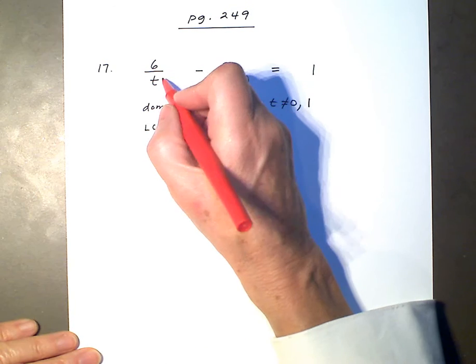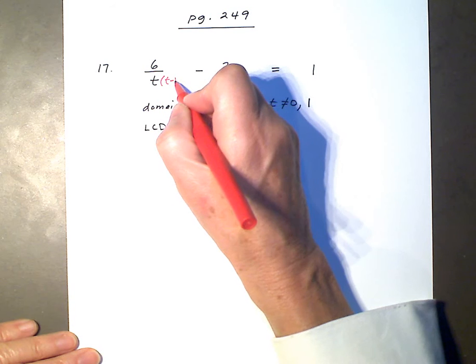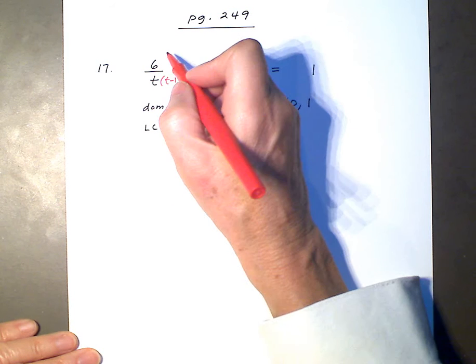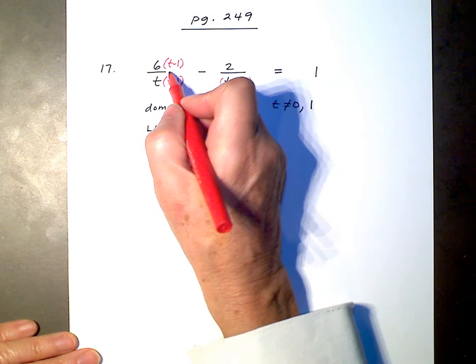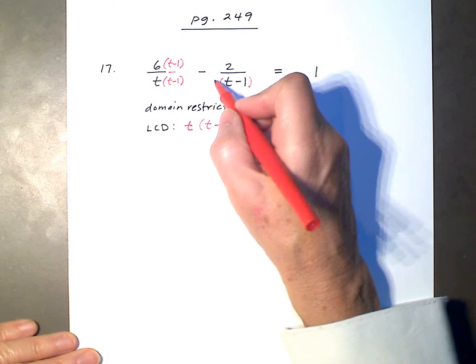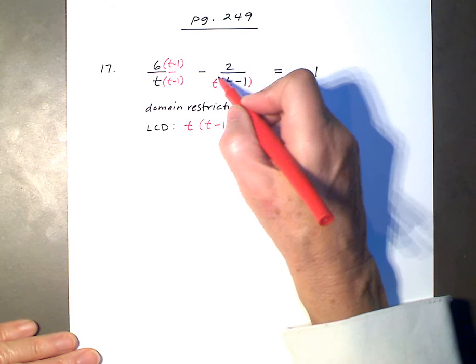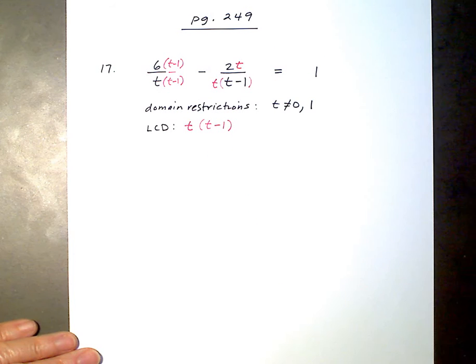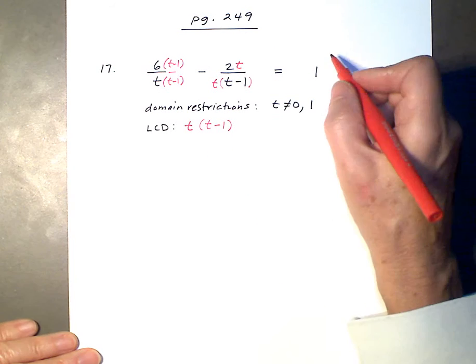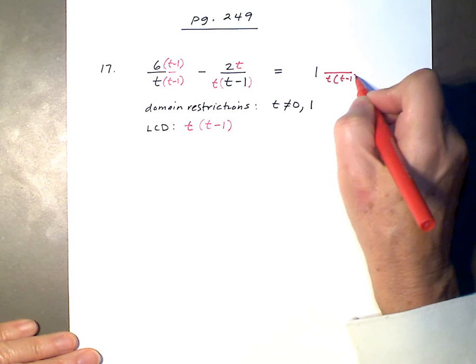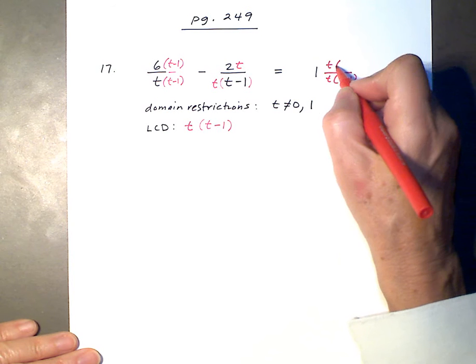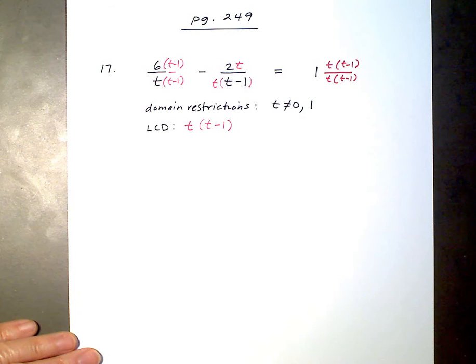So the missing factor in this first term is t minus 1. So I multiply that by 1 in the form of t minus 1 over t minus 1. In this one I'm missing a t, so I'll multiply this by 1 in the form of t over t. And in this one I'm missing the entire t times t minus 1, so I'll multiply that by 1 in the form of t times t minus 1 over t times t minus 1.